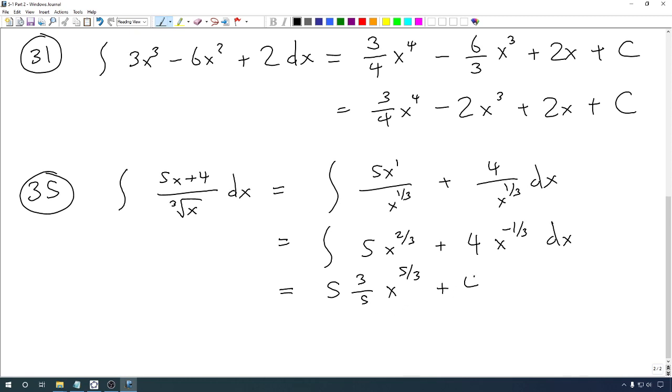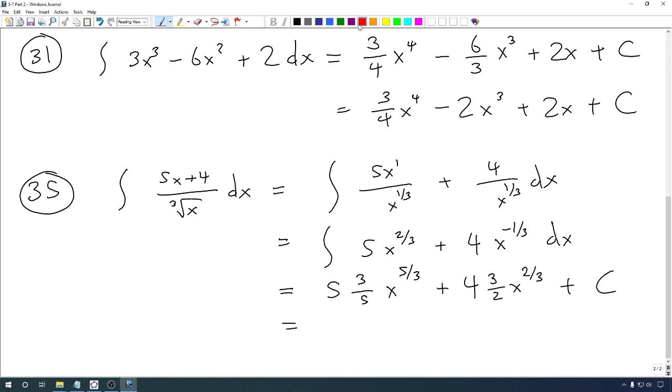Do the same thing over here. I'm going to take x to the 1 more power, so 1 plus negative 1/3 is going to be 2/3. I'm going to divide by 2/3, or in other words, I'm going to multiply by 3/2. Do have my plus c at the end. Don't forget that. Once we no longer have an integration sign, we need to have a plus c.